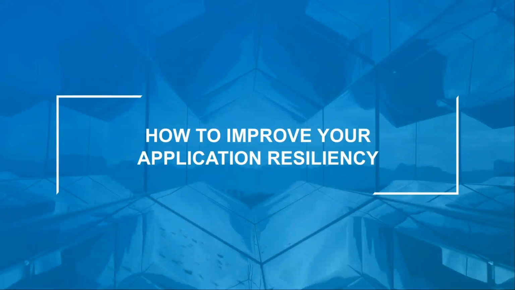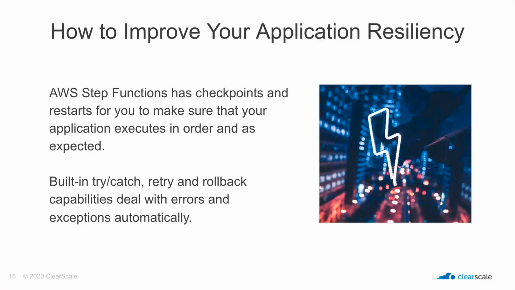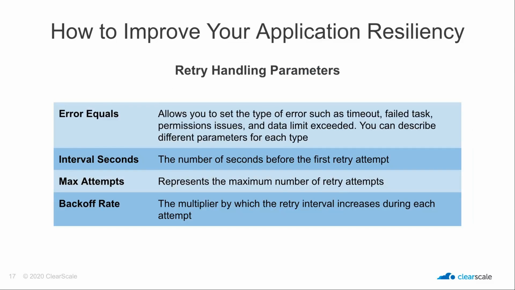Great. So how does that improve your application resiliency? Well, AWS Step Functions has checkpoints and restarts for you to make sure that your application executes in order and as expected. So it has built-in try, catch, retry, and rollback capabilities to deal with errors and exceptions automatically. So you don't have to build this into your actual application code. You could build it into your Amazon States Language. Let's take a look at some of these retry handling parameters. So the main one is the ErrorEquals.